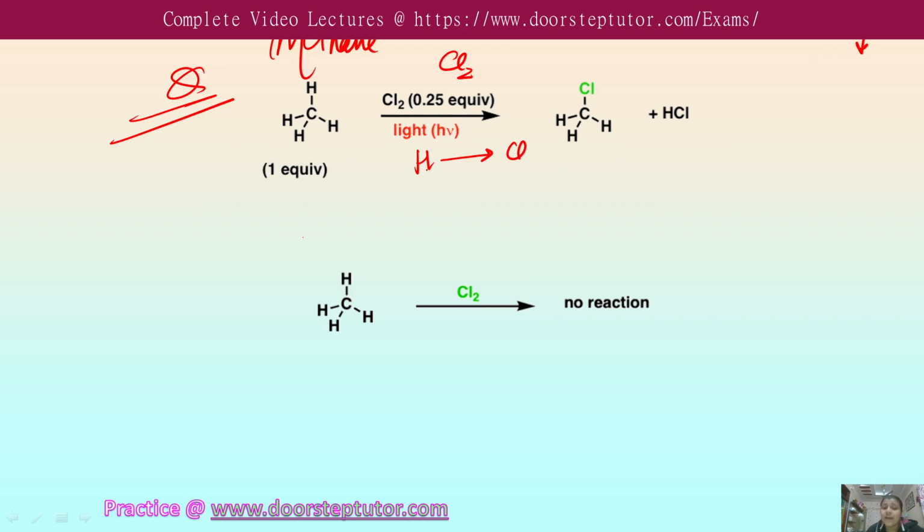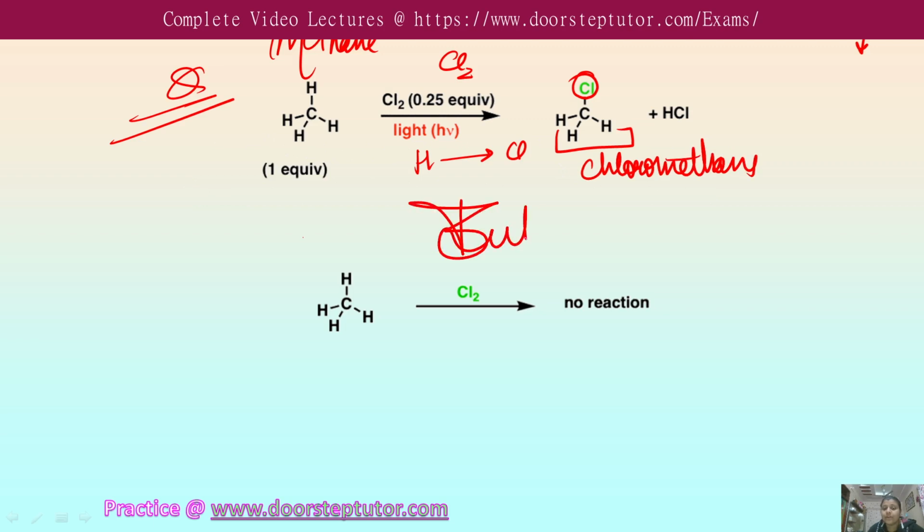So if I have a hydrogen and that is replaced by chlorine because of the presence of the reagent, that is 0.25 equivalent of chlorine, the dichlorine, in the presence of light. So H is replaced by Cl. We are going to get chloromethane, but if we have Cl2 only, then there is no reaction. It means there is no product formation.